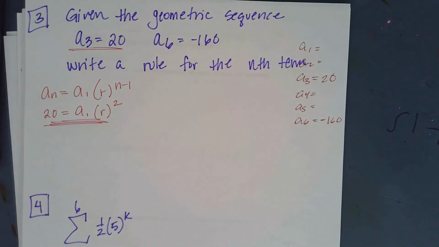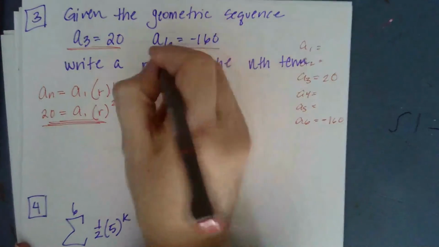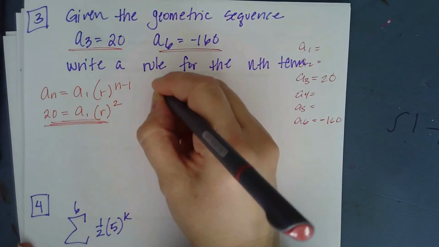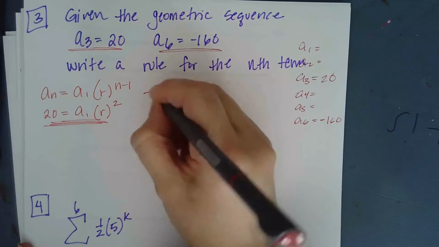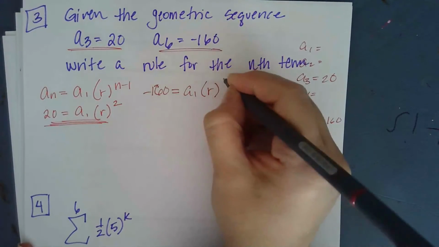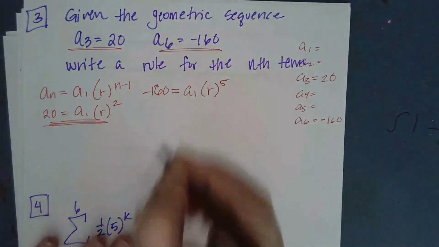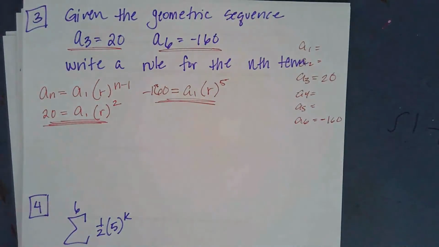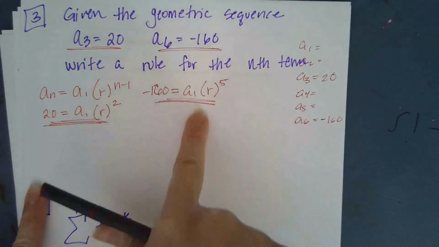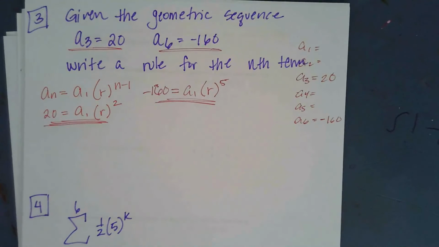All right, I'm going to do the exact same thing for this one right here. I'm just going to use this formula: negative 160 equals a sub 1 r to the n minus 1, which is 5. If you notice, I have two equations. I plugged this point and this point into our general equation. We have two equations with two unknowns. That's how we know we're going to solve a system.